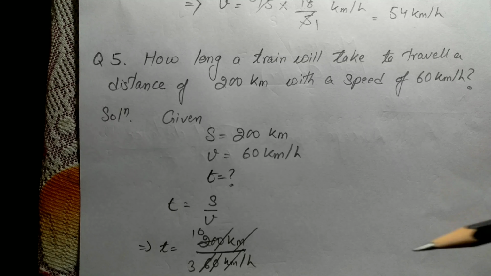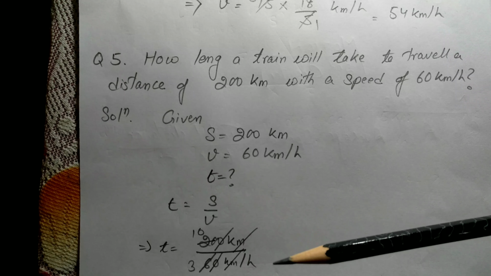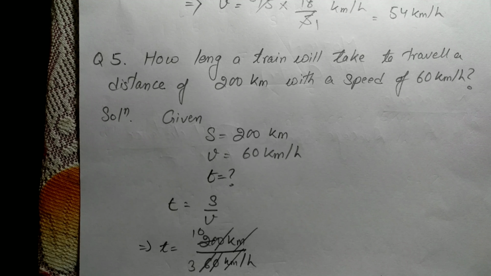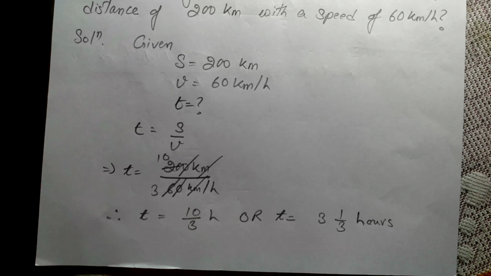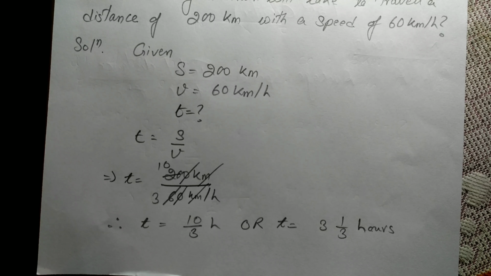If you check the calculation, the kilometer and kilometer get cancelled, 0 and 0 get cancelled, and then simple cancellation by 2: 2 3s are 6 and 2 10s are 20. I'm getting the answer as 10 upon 3 hour, or I can simply change it into an improper fraction. If you want to change into hours and minutes, it's up to your wish. So this is how we have done number 5.